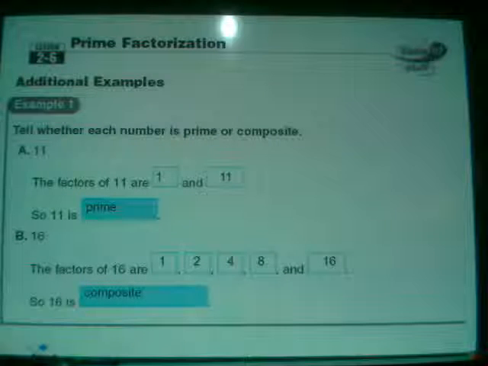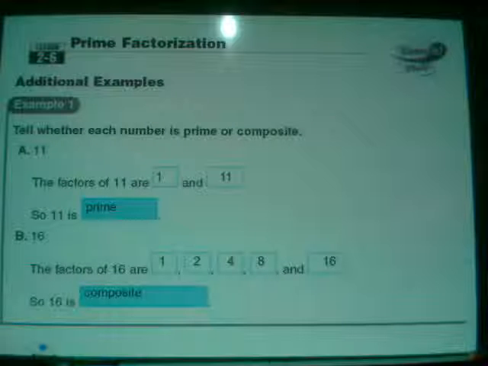So the first one there is 11. Well, we know 1 and 11 go into 11. Is there anything else? Well, we can run through and check. 11 divided by 2 does not yield a positive integer. 11 divided by 3, 11 divided by 4, 11 divided by 5, 11 divided by 6, 11 divided by 7, 11 divided by 8, 11 divided by 9, 11 divided by 10. Those all have the same problem. They do not yield a positive integer.